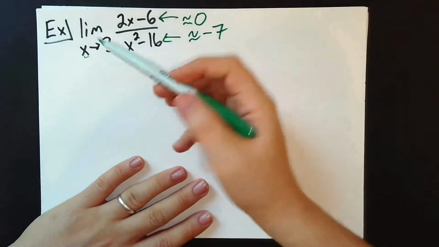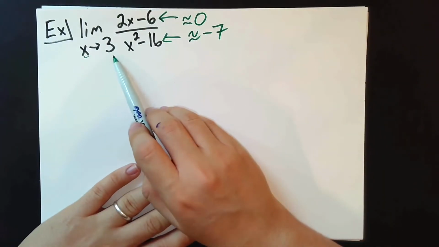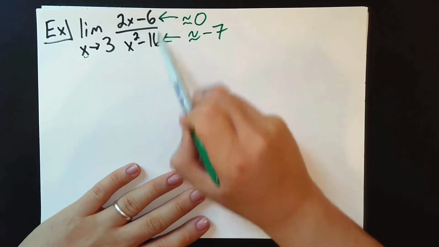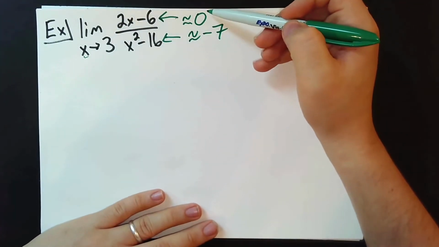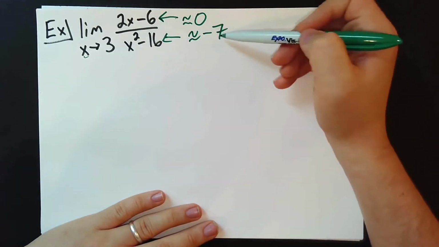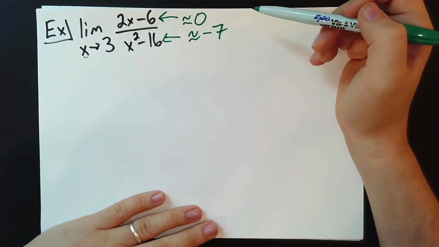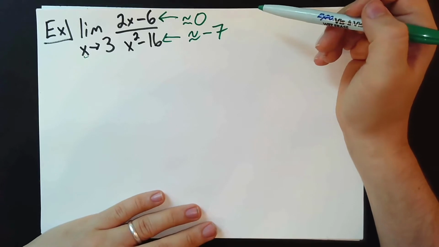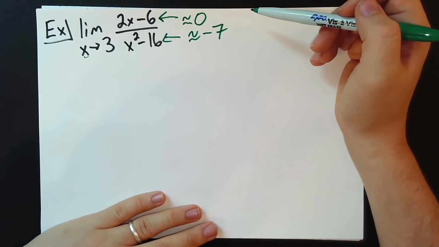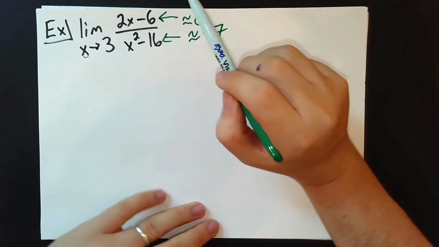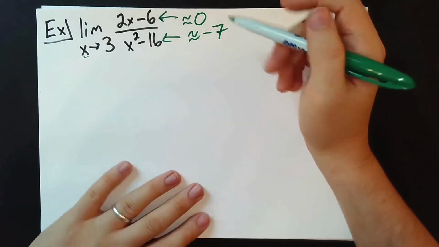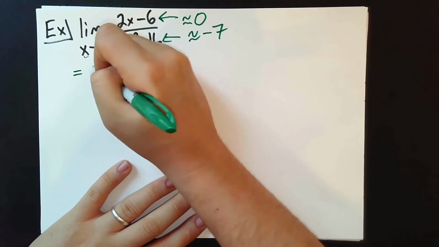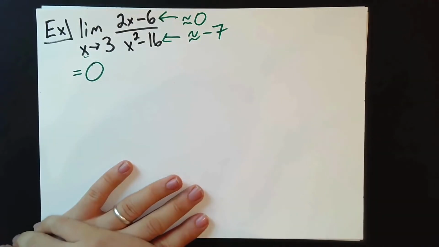And so when I go to plug in a number really close to 3 to this fraction, I'm going to end up with something really close to 0 divided by something really close to minus 7. And what's that going to be? Well, if you take something really tiny and you divide it by minus 7, it's still going to be tiny, still going to be close to 0. So this limit is 0.